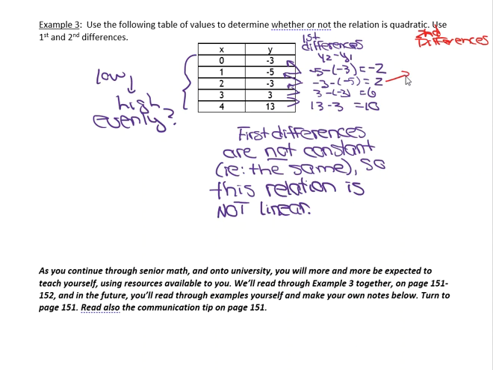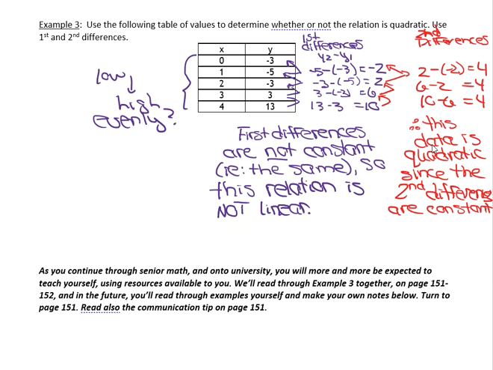I'm going to take this 2, and I'm going to subtract the number above it. That's a -2. So that's 2 plus 2, 4. Do it again. 6 minus 2 is 4, and 10 minus 6 is 4. So this proves that the data in the table represents a quadratic relation. The data is quadratic since the second differences are constant. So I'm going to skip what I wrote here in bold.